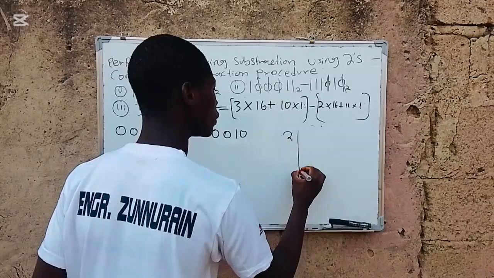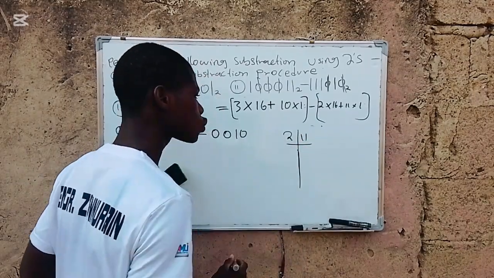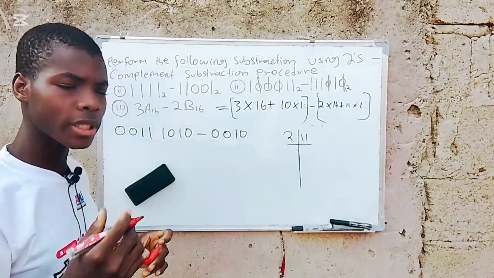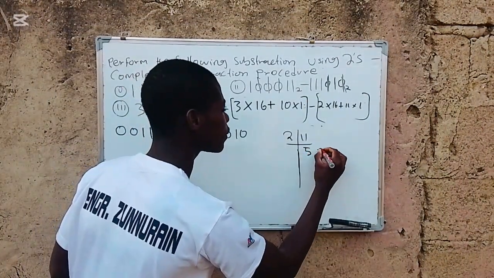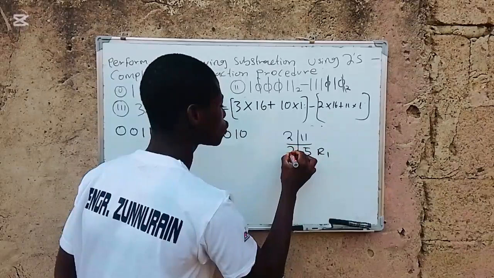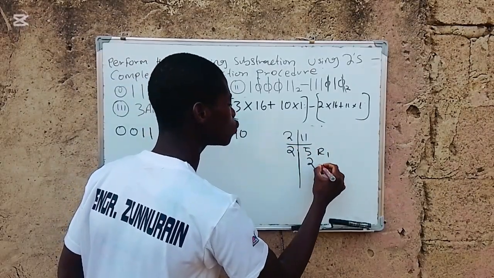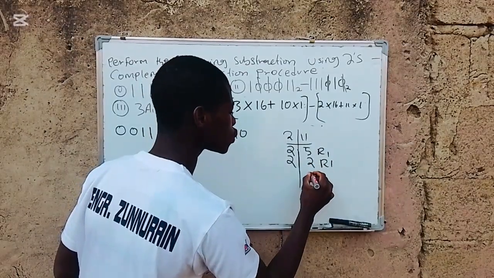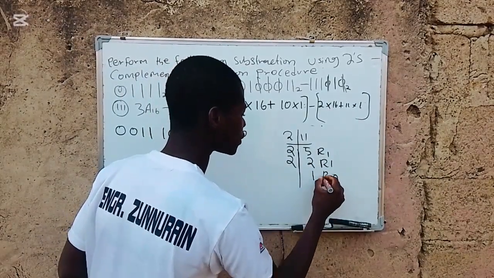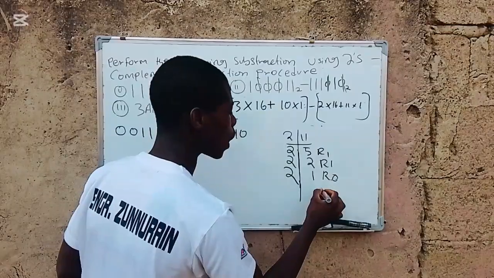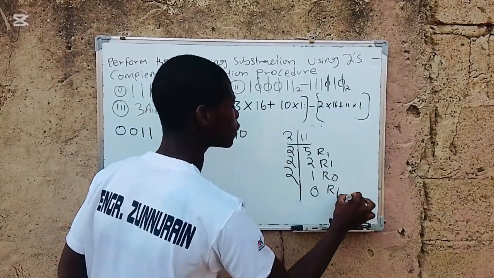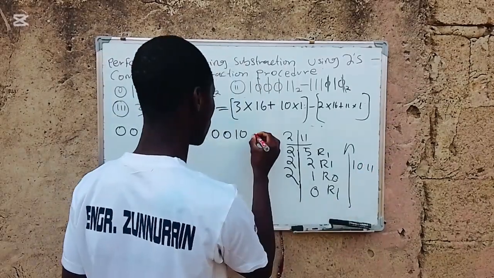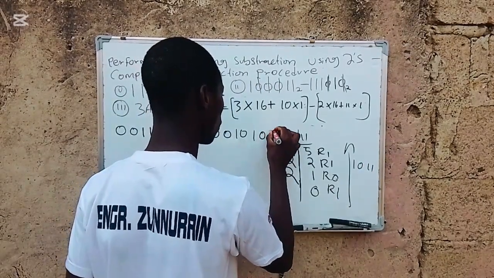So therefore 2 into 11. If I say 2 into 10, I know it is 5. So I will say 5 with the remainder of 1. So 2 into 5, I will say 2 with the remainder of 1 again. So 2 into 2, which is 1 with the remainder of 0. So 2 into 1, 0 with the remainder of 1. So I'll do it like this. So therefore I have 1011.